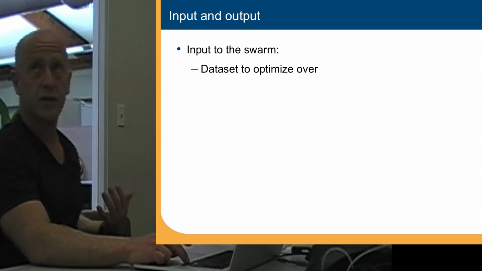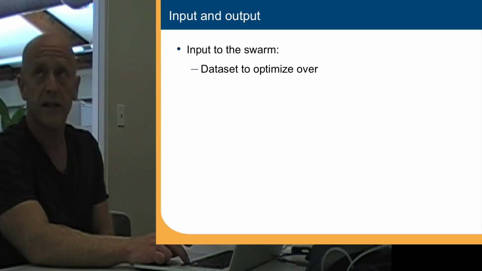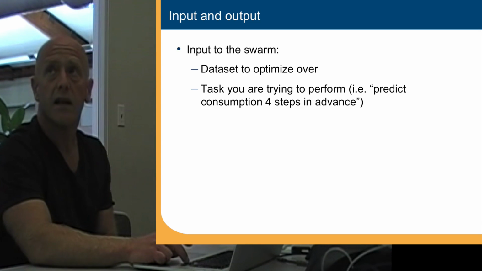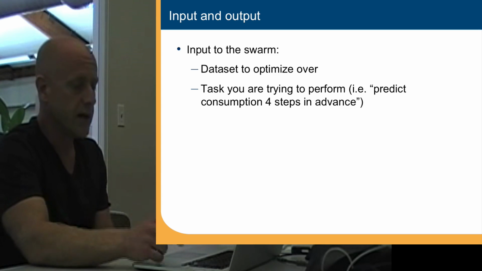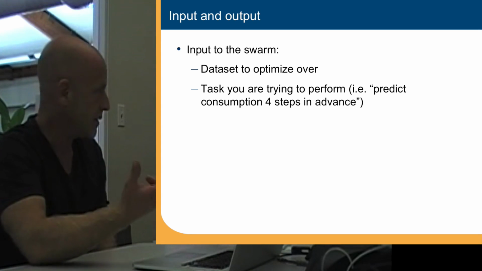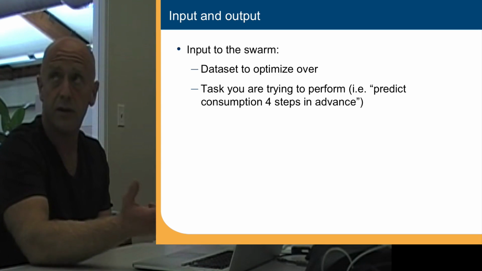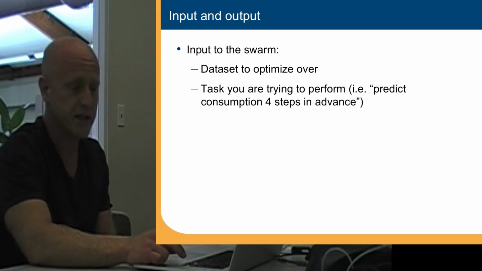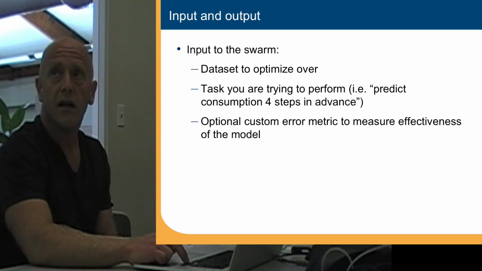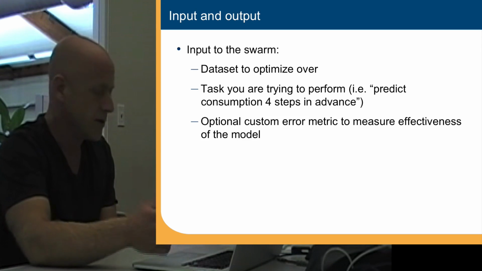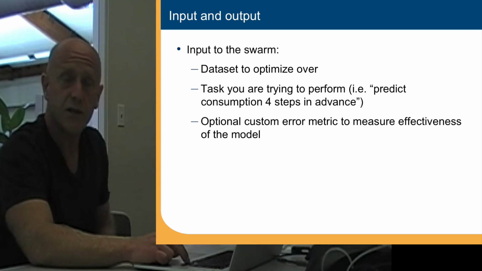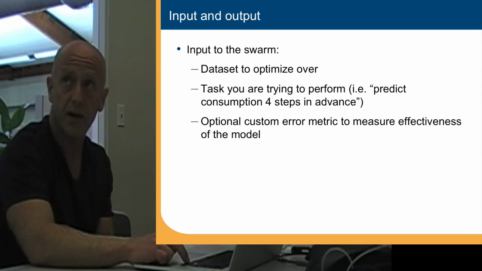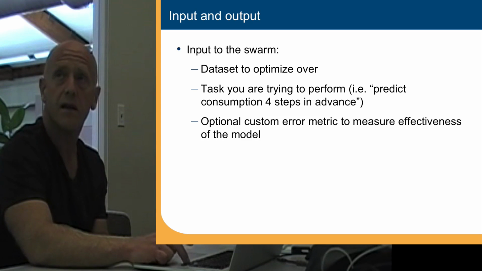So when you run a swarm, you're providing a data set that it's going to optimize over, and you're telling the swarm operation what you are trying to do with this data set. For example, you might say, I'm trying to predict consumption field 4 steps in advance. You can also supply a custom error metric, which will be used to evaluate the effectiveness of each model, and swarming uses that to determine which model is the best as it's running.